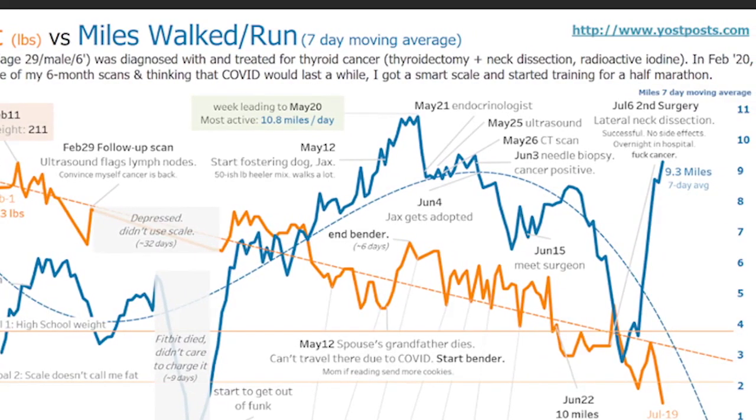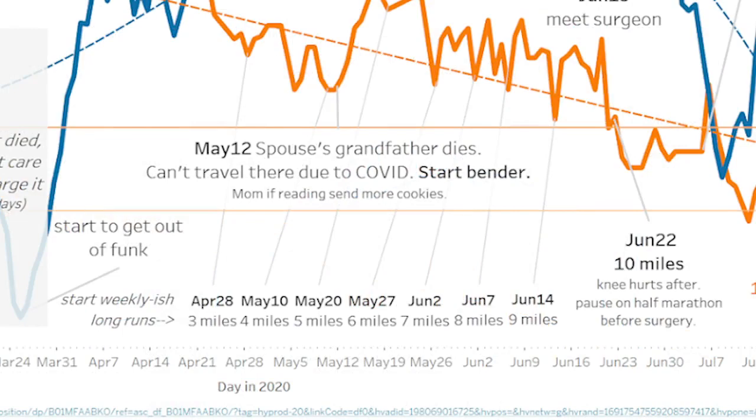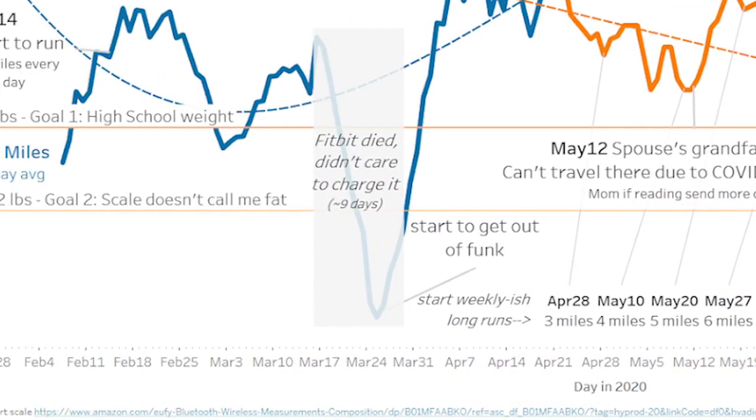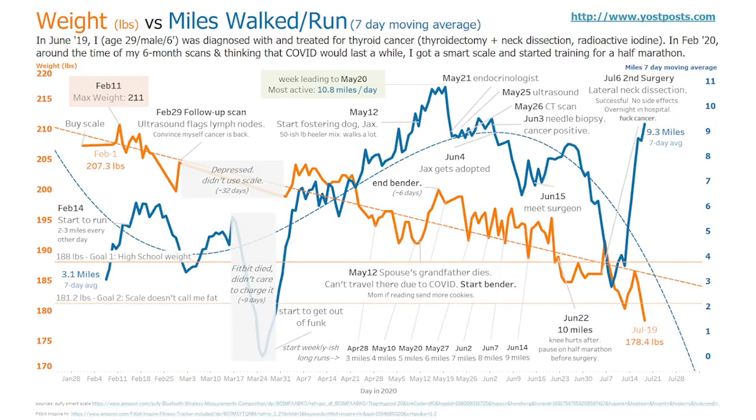Let's read some of these notes. Mom, if reading, send more cookies. Fitbit died, didn't care to charge it, 9 days. In addition to the personal story this data tells, we also get these insights into the analyst's personality. Making your portfolio personal doesn't mean the focus has to be completely on you, but it is an opportunity for other people to get to know you better.